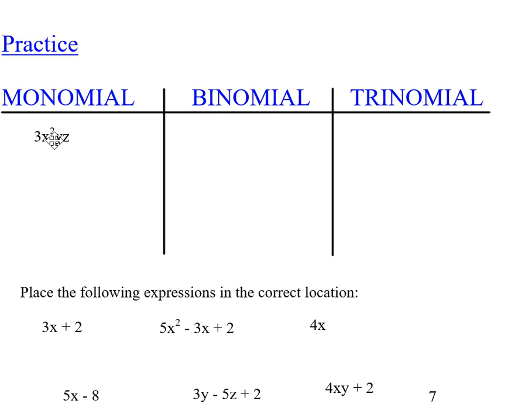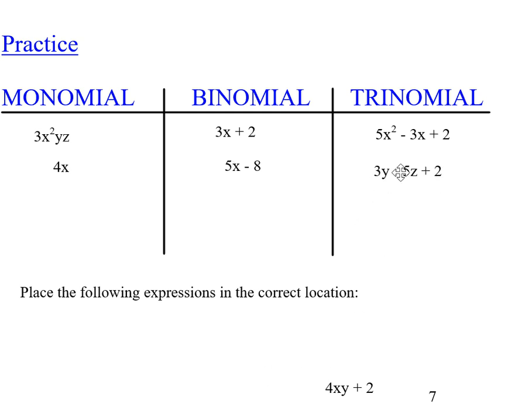Whereas this one, 3x plus 2, has two terms. They're separated by a plus sign. And then this next one, 5x squared minus 3x plus 2, has three terms. There's one minus sign and one plus sign. 4x has one term only. 5x minus 8 has two terms, so that's a binomial. 3y minus 5z plus 2 is three terms, or a trinomial. 4xy plus 2 is a binomial.